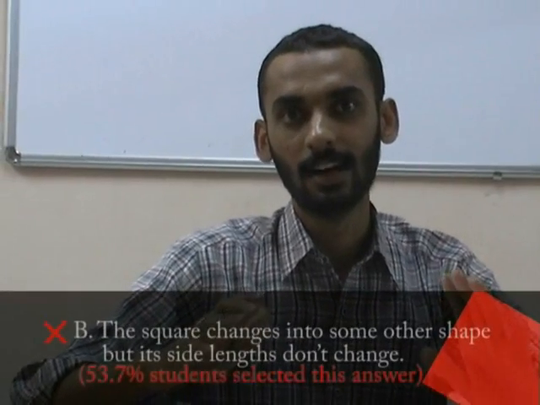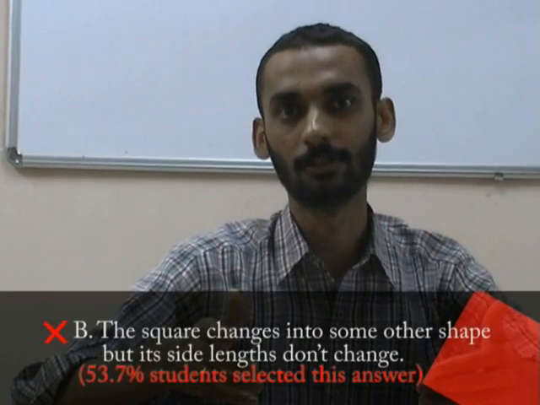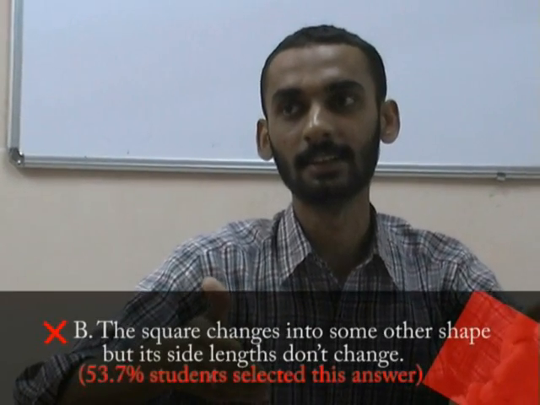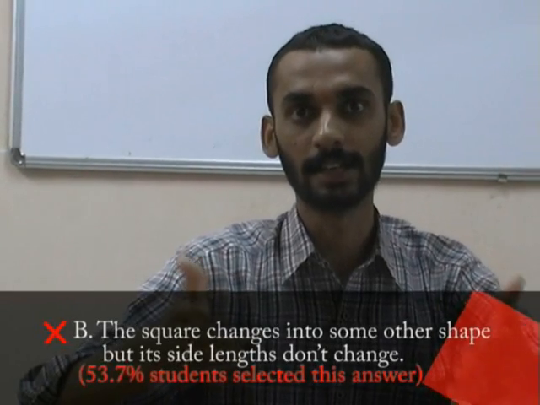It seems that students are very confident that the answer is B, which is that the shape is changing to some other shape but the side lengths are not changing. When asked why, they say that it is because the new shape, the final shape, looks like a diamond or a kite or a rhombus.